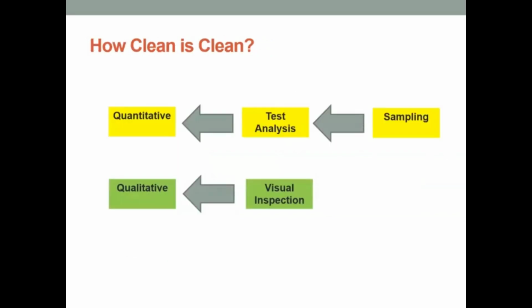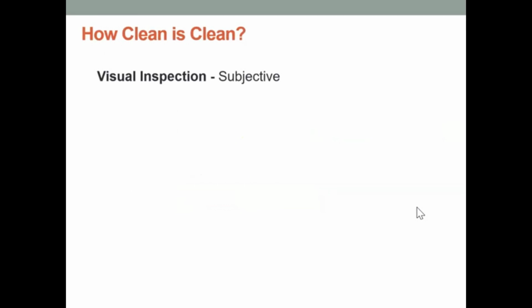So how clean is clean? We can have two ways of looking at it. We look at the quantitative, where we are going to test our analysis and we're going to require sampling to do that, or we can have qualitative, where we're only looking at a visual inspection. The visual inspection, as we mentioned in our previous lessons, is very subjective.